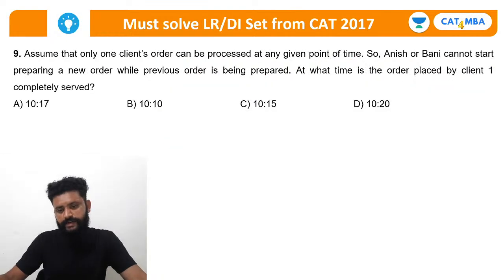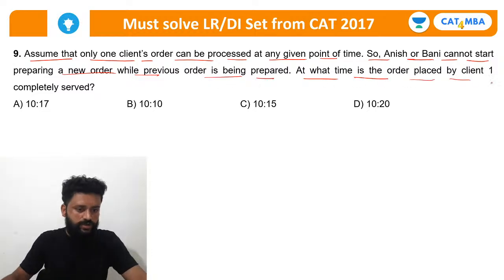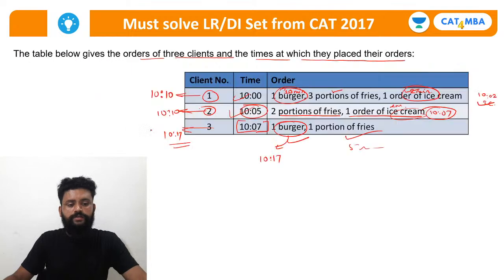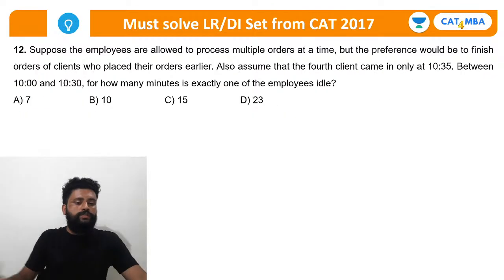So let's try the questions. Assume that only one client's order can be processed at any given point of time. So Anish and Bunny cannot start preparing the new order. So this will not work, guys. Listen, what we did will not work. What did we do? We did everything together.